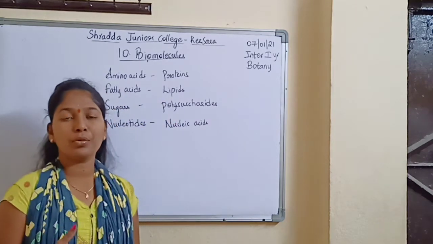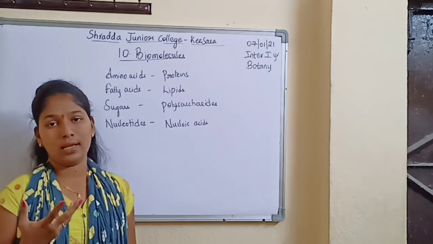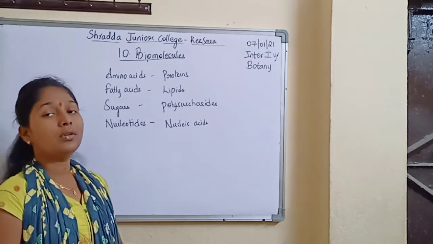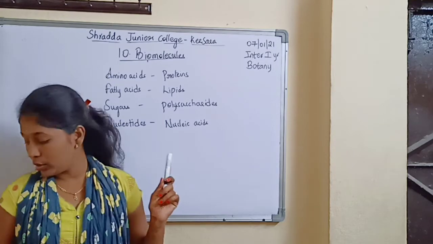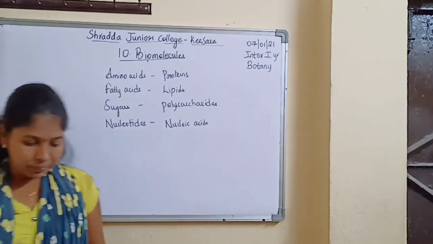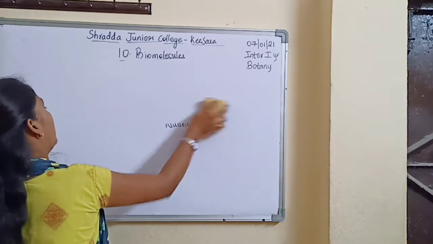If you read about proteins, it is nothing but amino acids. If you read about sugars, it is nothing but polysaccharides. Okay, and if you read about nucleotides, it is nothing but a nucleic acid. So this is the major thing that you need to remember. Okay, so now we will move on to the biomacromolecules.